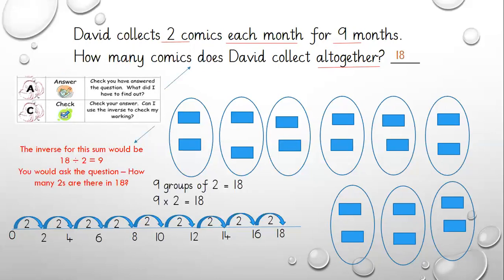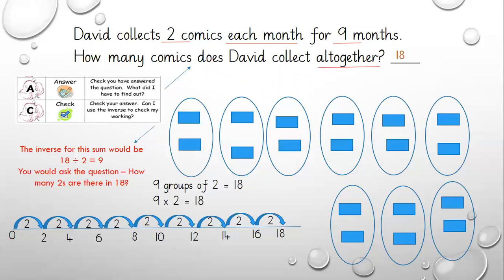I'm going to check my answer now. Have I checked that I answered the question? What did I have to find out? It says, how many comics does David collect altogether? Did I answer the question? And I can see, yes, I did, because I've got 18 comics. Remember, we counted it all together.